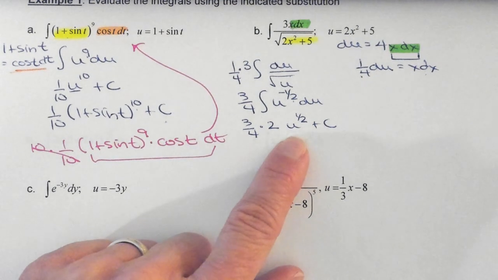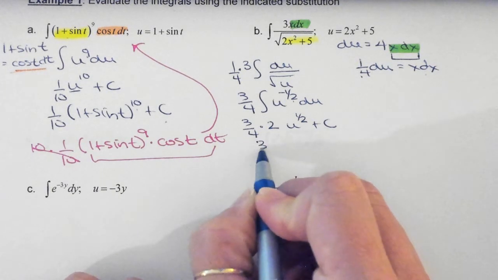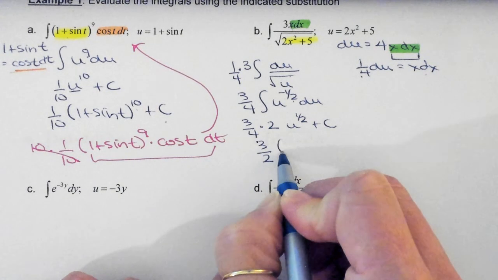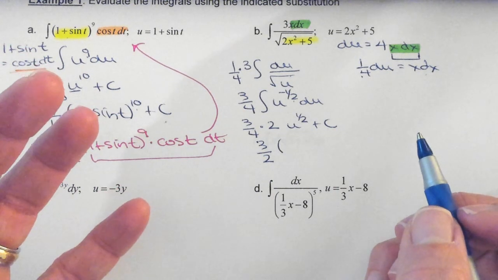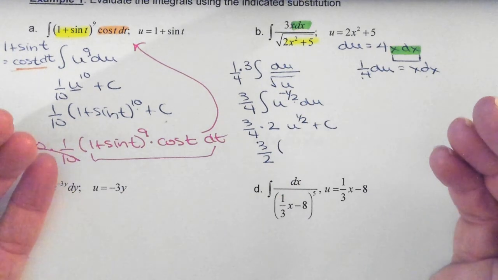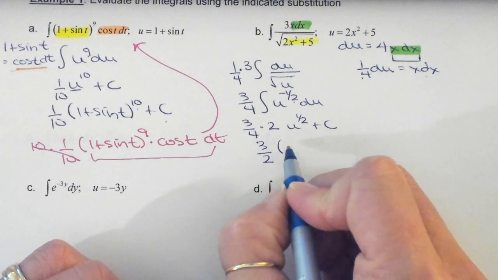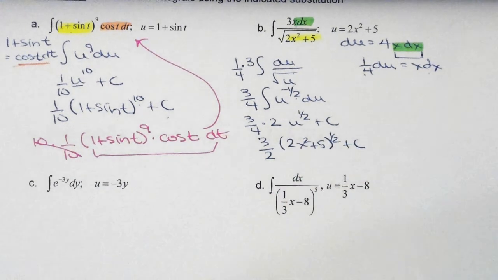Okay, so that means I now need to put this back in. So this is 3/2 times, I can write this however you want. What is u? 2x squared plus 5. Do you want a radical or a rational exponent? Rational exponent. Okay. 2x squared plus 5 to the 1/2 power plus c.